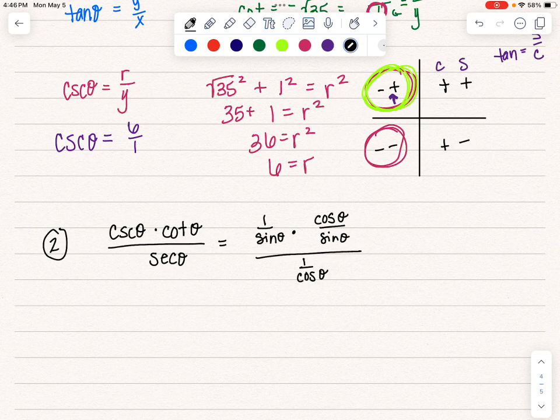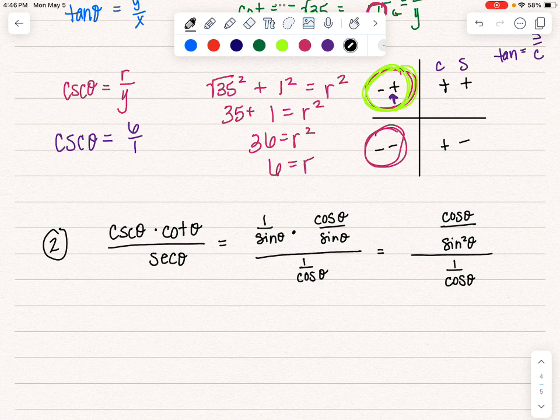And what that does is give us something to actually do. Now I can multiply and divide and all that fun stuff. So in the numerator, that's going to give us cosine over sine squared. And in the denominator, I still have the 1 over cosine. So I just multiplied those top two fractions.